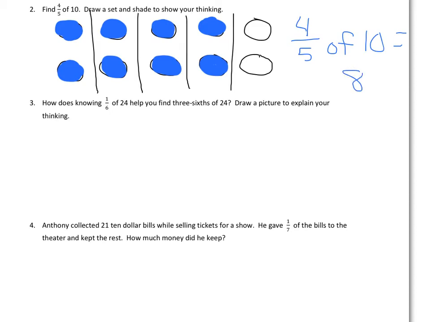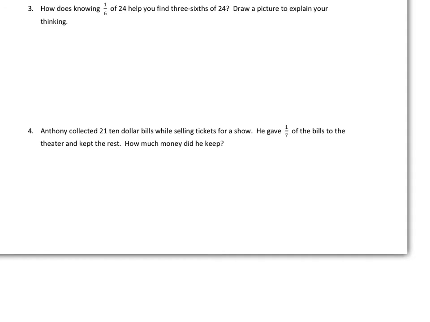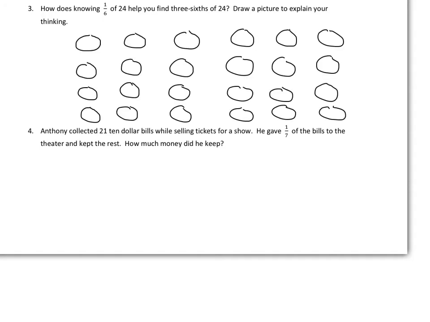Let's move on to question number 3. Question number 3 says, how does knowing 1/6 of 24 help you find 3/6 of 24? Draw a picture to explain your thinking. The first thing we need to do is find 1/6 of 24. So I'm going to draw 24 pictures of a circle right now. With 24 circles now drawn, I'm going to split them into 6 different groups. So I'm drawing the lines right now. Now I have them split into 6.